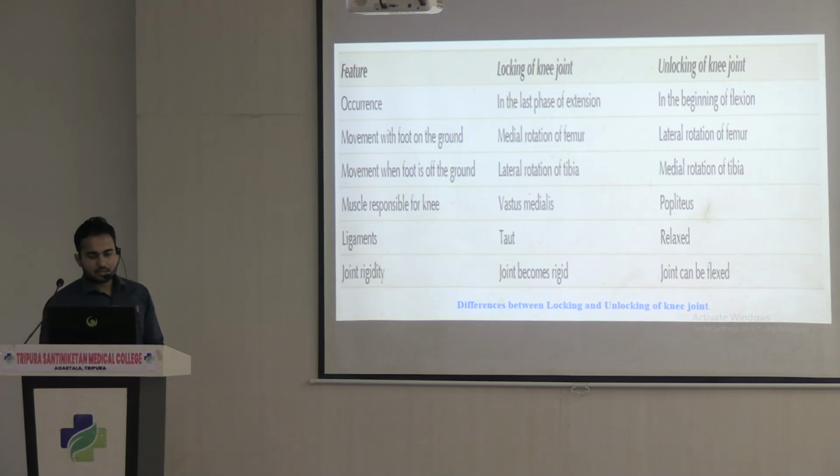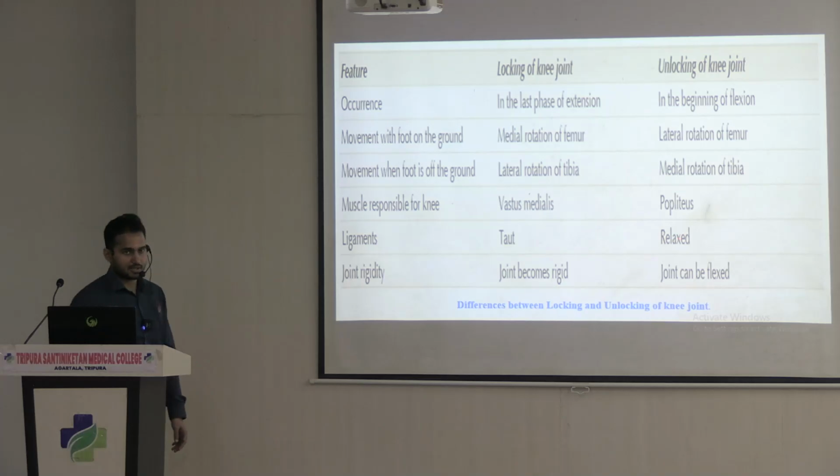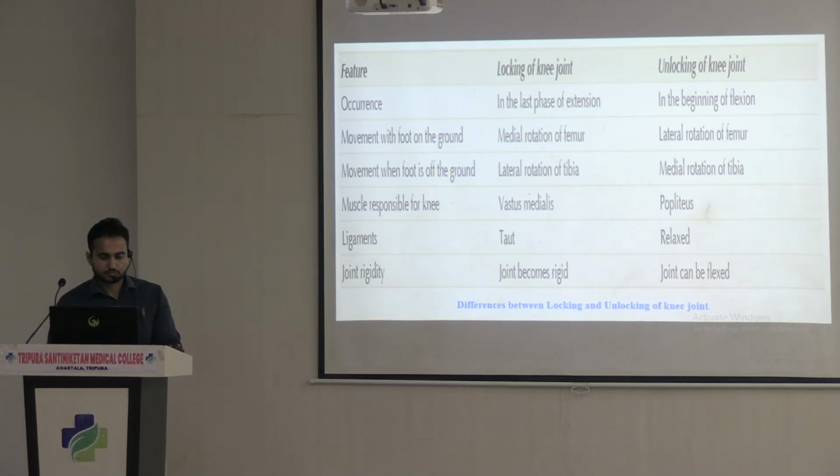Next, ligaments. In case of locking, they are taut, and in unlocking they are relaxed. Now joint rigidity: in locking the joint becomes rigid, and in unlocking the joint becomes flexed. So these are some differences between the locking and unlocking. That is all about the locking and unlocking mechanism of the knee.